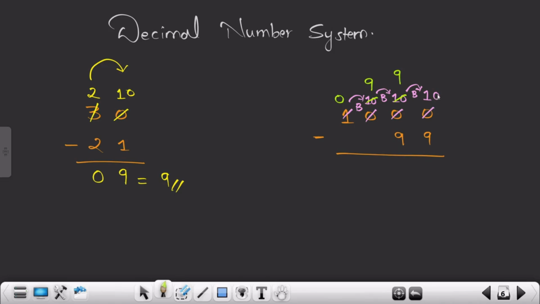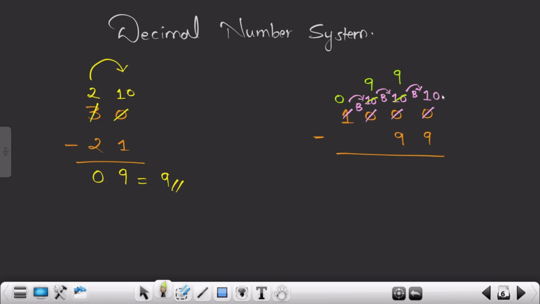I hope you are getting this point. See what is exactly happening. This 0 is becoming 10 by borrowing one digit from the previous column, and in the previous column we have 10. How did it become 10? By borrowing one digit from the previous column. So the previous column was 1, and this 1 will become 0 eventually. I hope you are getting this point.